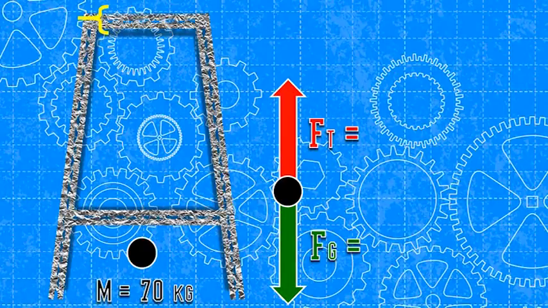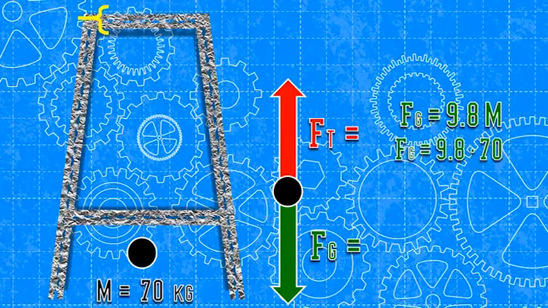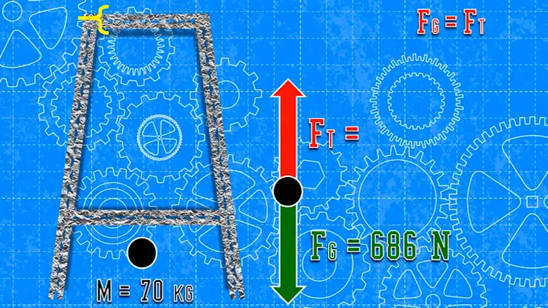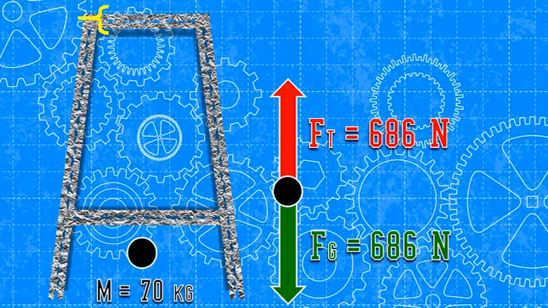If you know the passenger's mass, you can use Fg equals 9.8 times mass to find their gravitational force. 70 times 9.8 gives us 686 newtons. Now, I know these are balanced forces, so Fg equals Ft. The gravitational force equals the tension force. So if I'm pulling down with 686 newtons, I'm pulling up with 686 newtons as well.